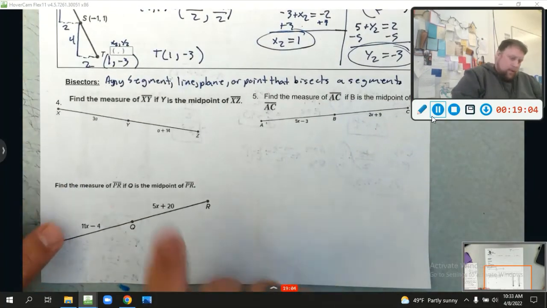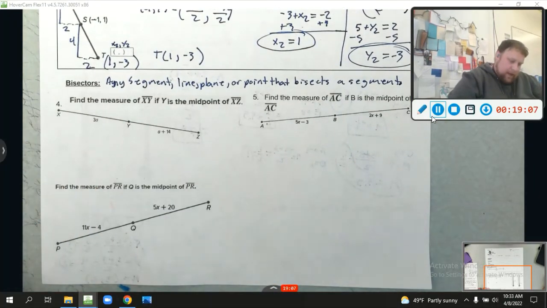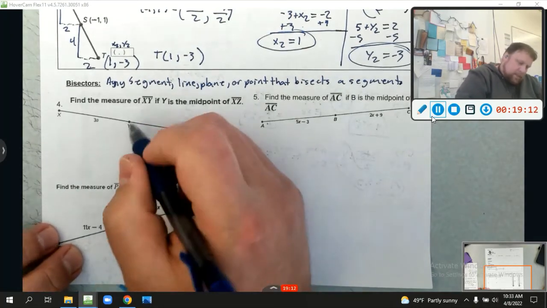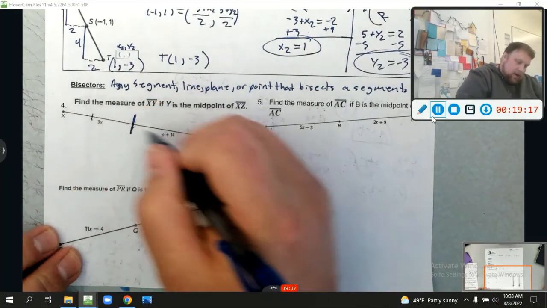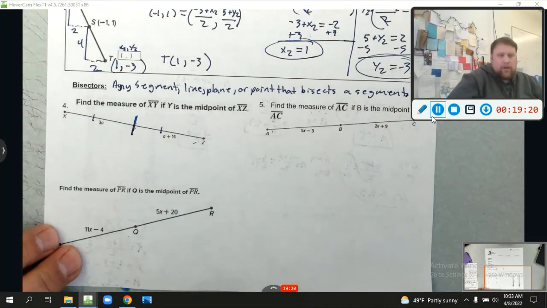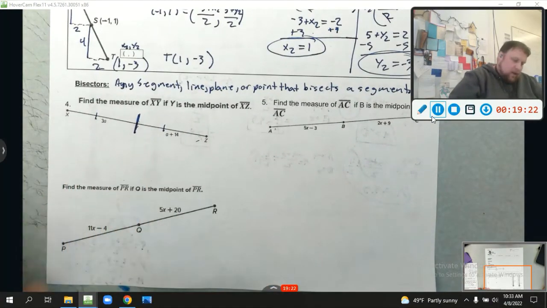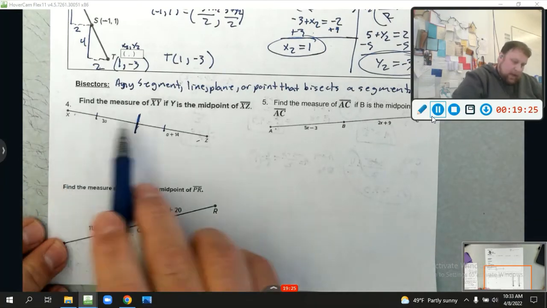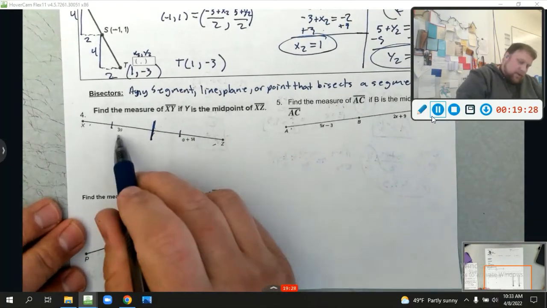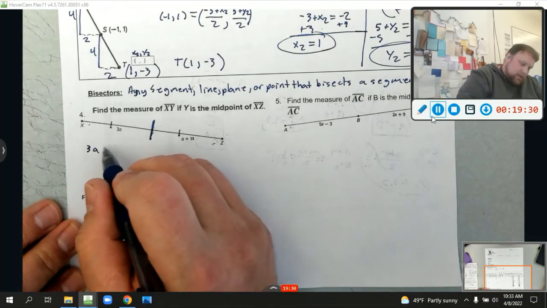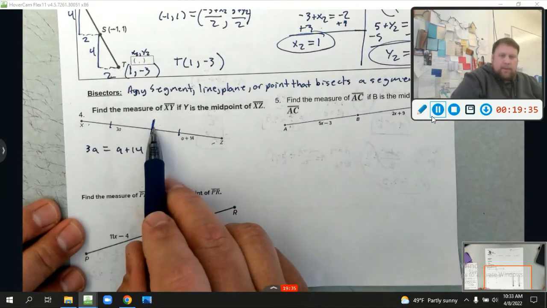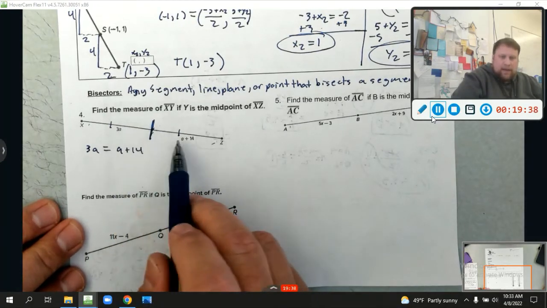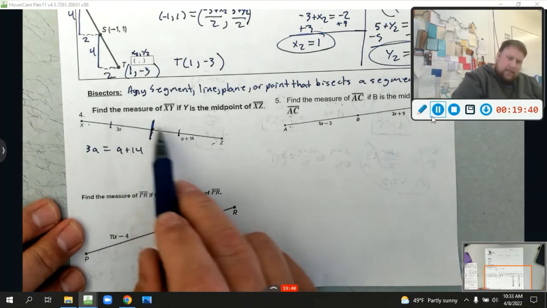And we're going to talk about, all right, find the measure of XY if Y is the midpoint of XZ. Well, if Y is the midpoint, that means it bisects these two segments. So we're going to put one little tick mark here to show that they are congruent. So to find what the measure of XY is, first we've got to solve for a. So I'm going to set these equal to each other, 3a equals a plus 14. Why can I do that? Because the definition of a midpoint is that it bisects a line segment. It splits it in half. It makes each side equal to the other side.